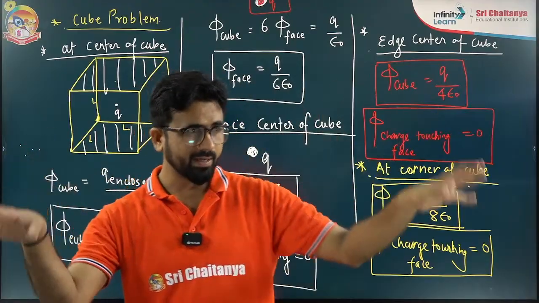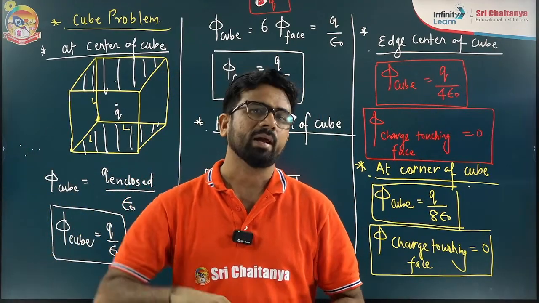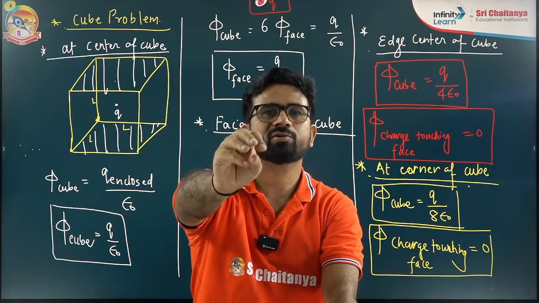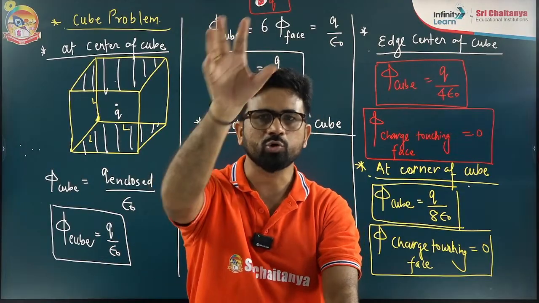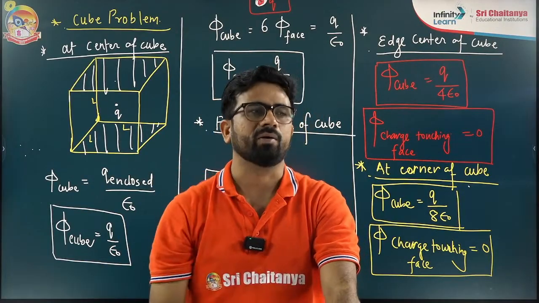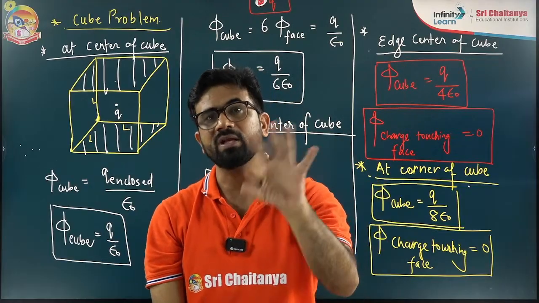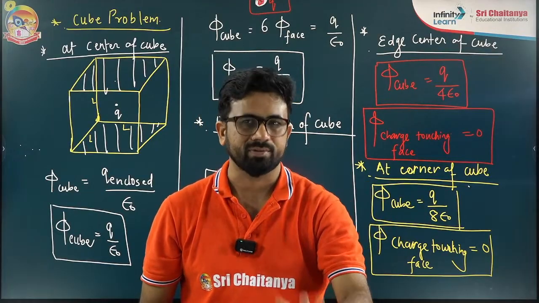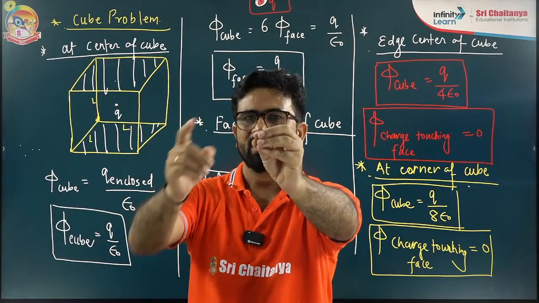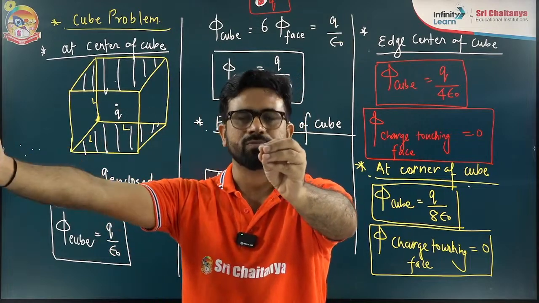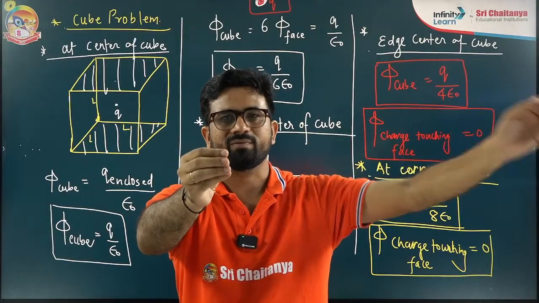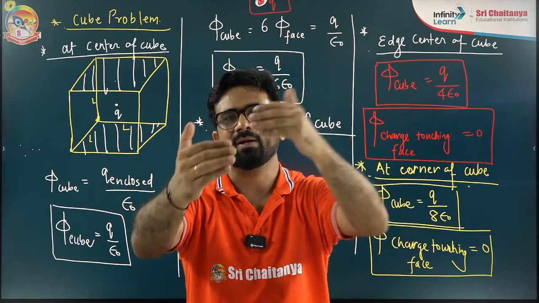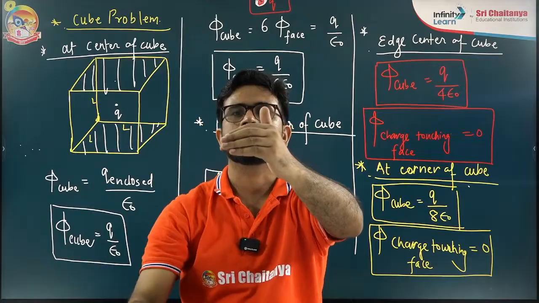Suppose you are sitting in one room, and in that room assume a cube, and at the center of this cube charge Q is placed. Now if you see any face, there are 6 faces, and all faces are at equal distance. I will explain. The charge is here; this wall is at a distance of L by 2. This wall also at a distance of L by 2. The front wall also L by 2. The back wall also L by 2. This ceiling also L by 2. This floor also L by 2.